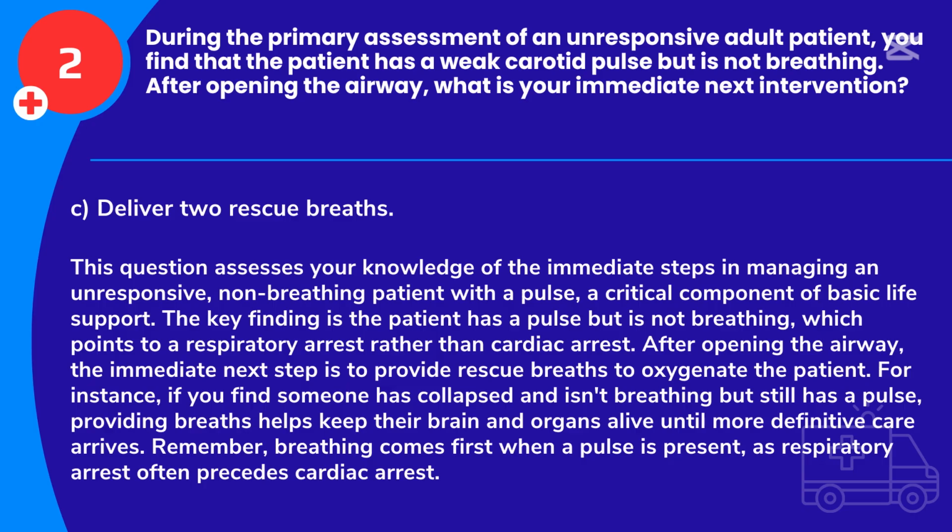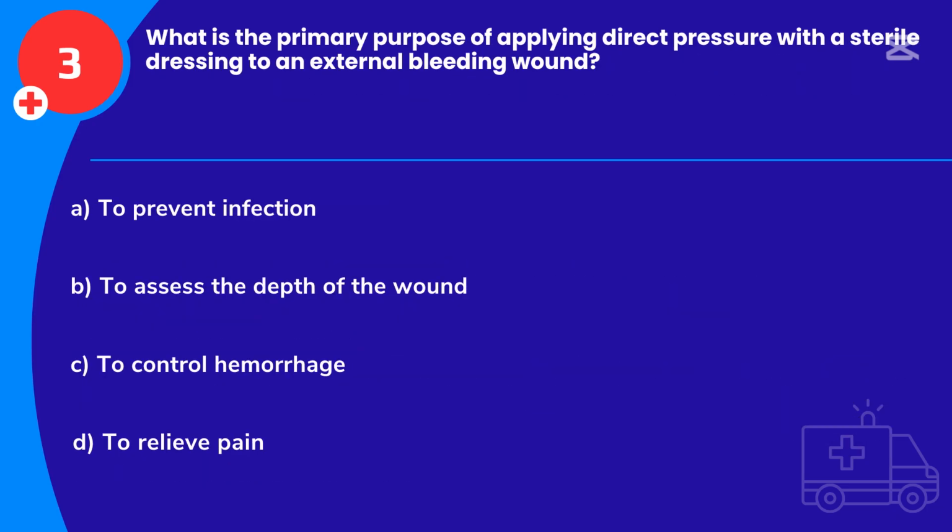For instance, if you find someone has collapsed and isn't breathing but still has a pulse, providing breaths helps keep their brain and organs alive until more definitive care arrives. Remember, breathing comes first when a pulse is present, as respiratory arrest often precedes cardiac arrest. Question 3. What is the primary purpose of applying direct pressure with a sterile dressing to an external bleeding wound?